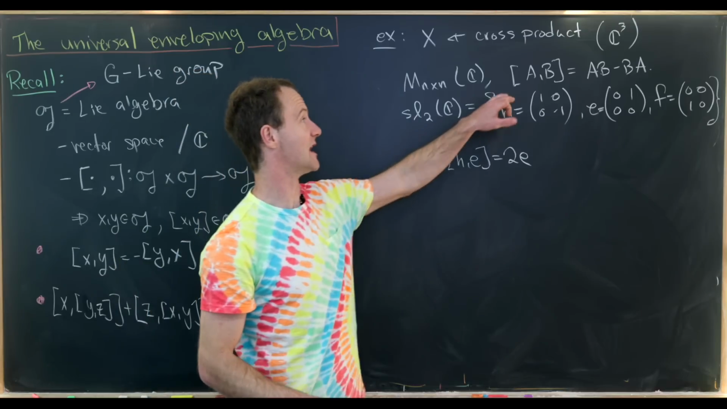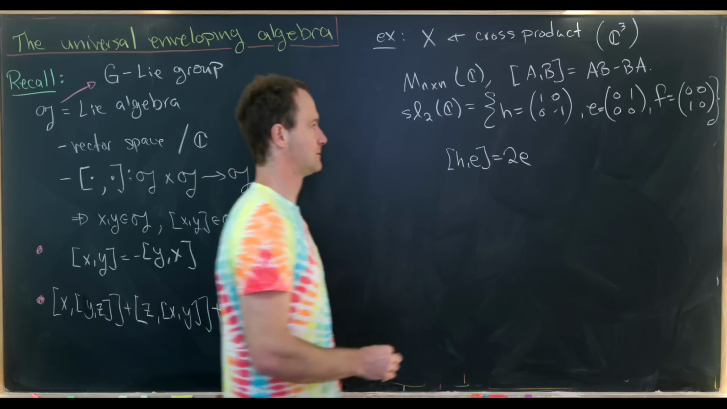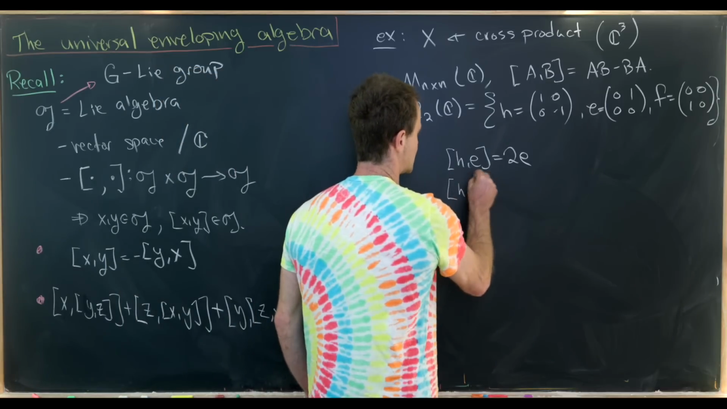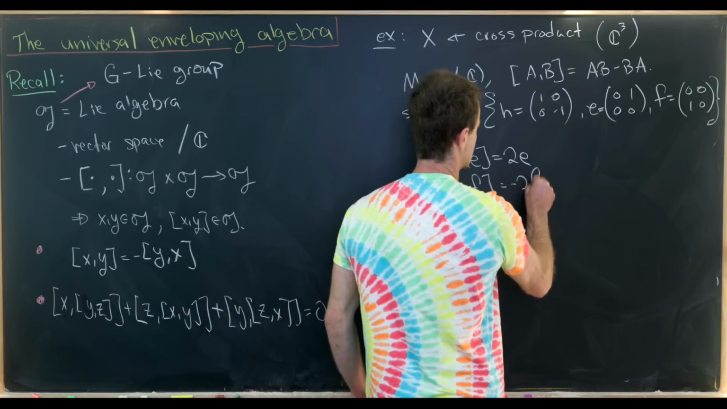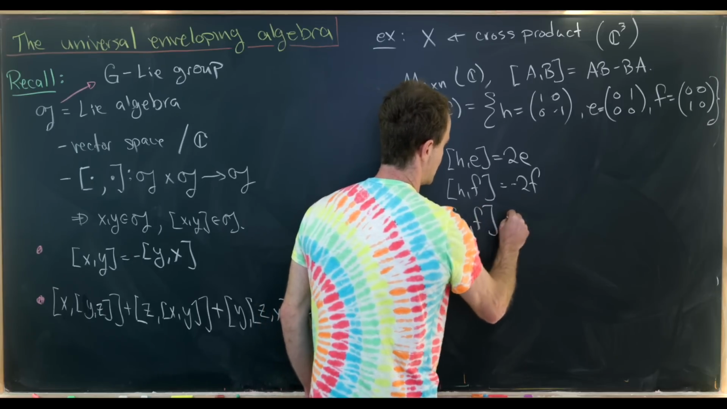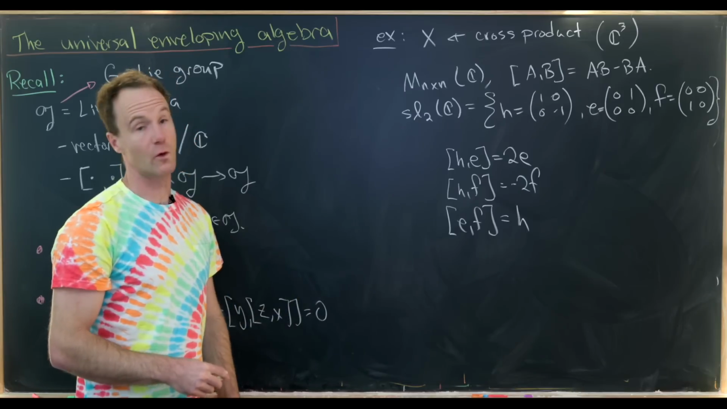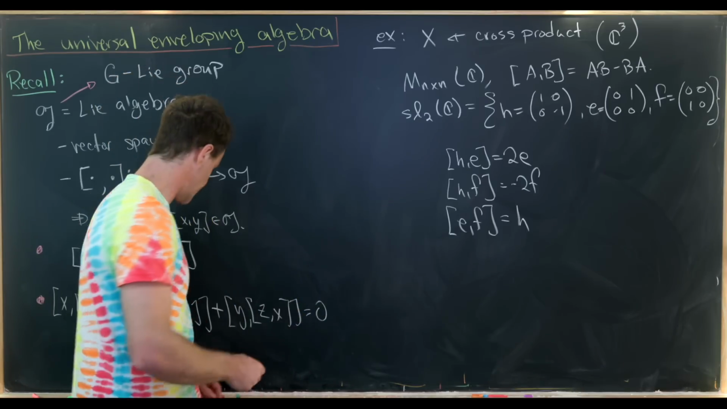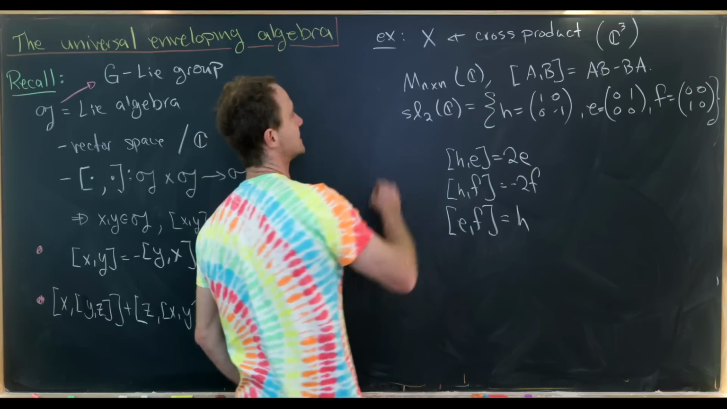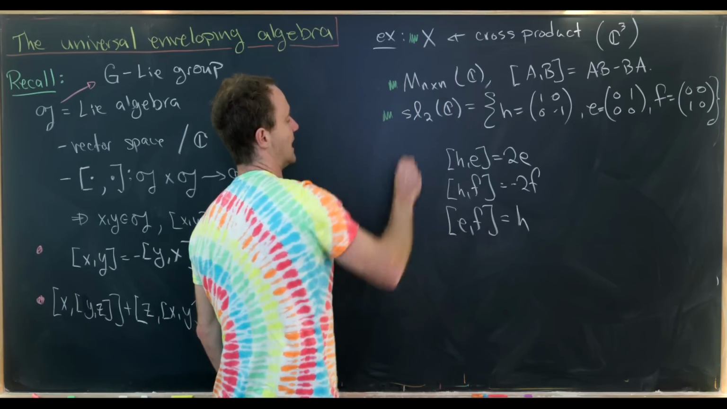We're using the same commutator that we have up here for our matrix algebra. And then if we do H with F, we get negative 2F. And finally, if we do E with F, we get H. So those are the defining relations for the elements of SL2C. Okay, so let's see. We've got one example right here, another example, and another example.